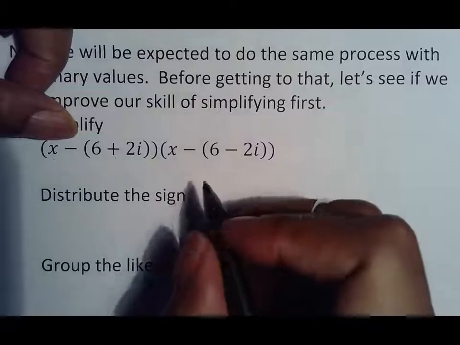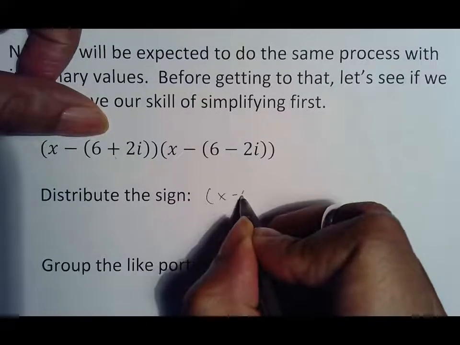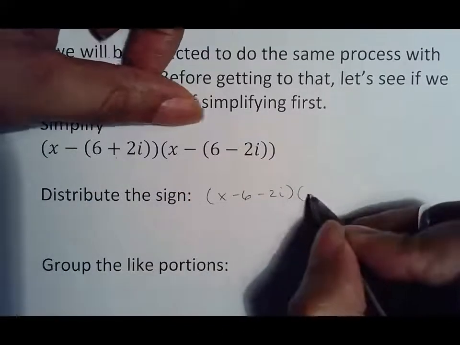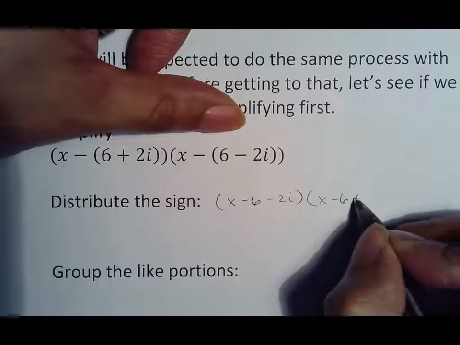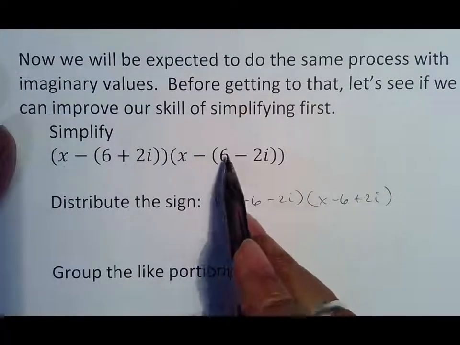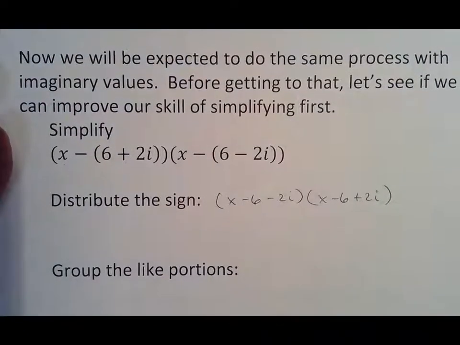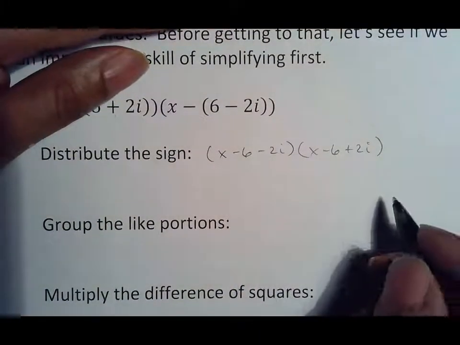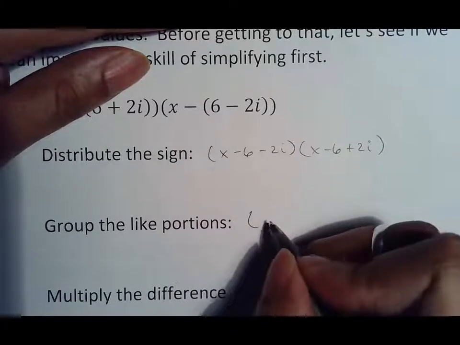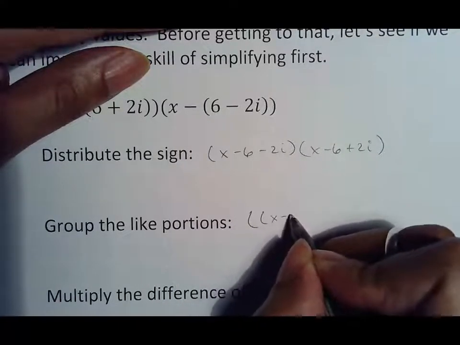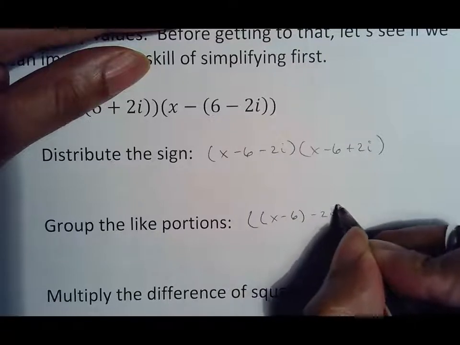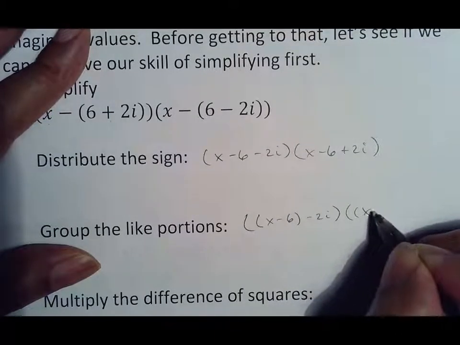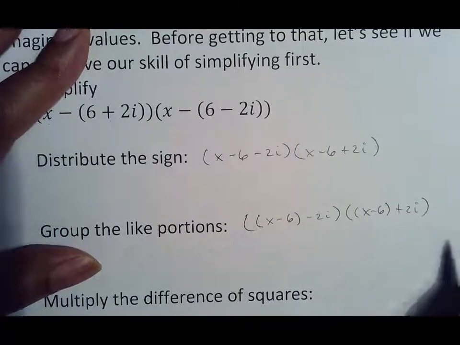First thing it tells you to do is distribute the sign, which means x minus 6 minus 2i, because this switches to 2i. And over here, x minus 6 plus 2i. So this turns out to be negative, that turns out to be positive. Group the like portions. Notice both of these have an x minus 6 on it. So what we're going to do is turn this into parentheses, x minus 6 minus 2i, and we're going to turn this into parentheses, x minus 6 plus 2i.